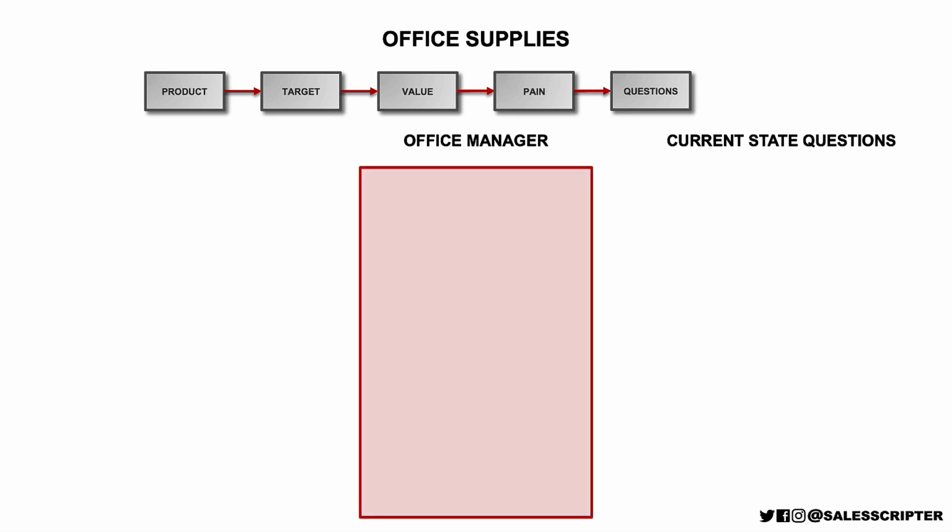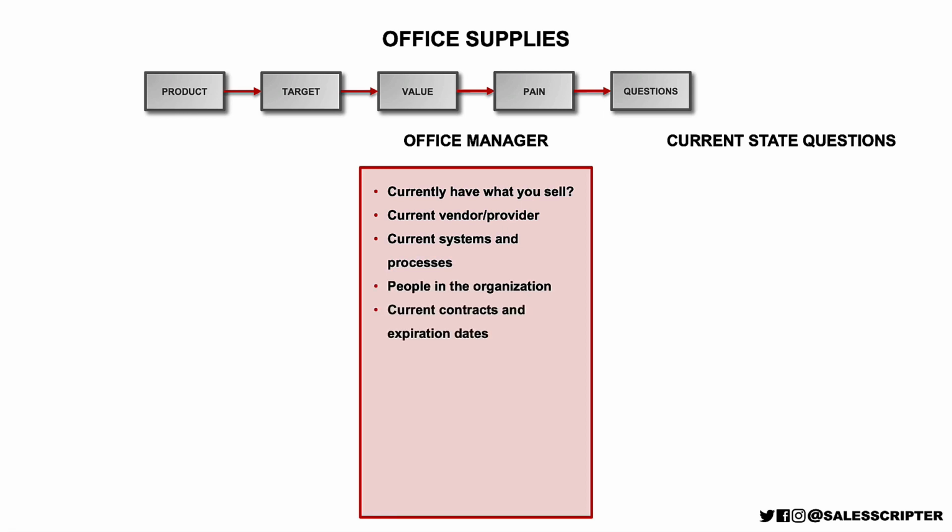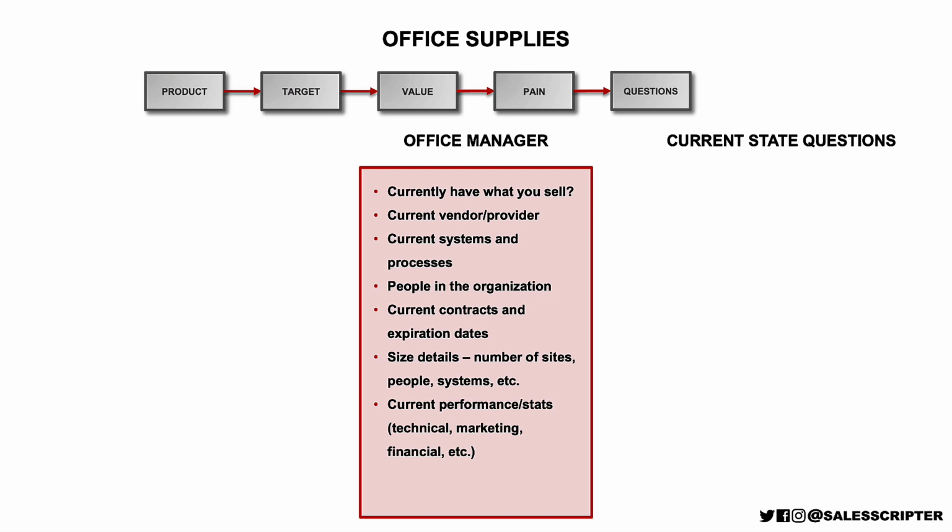So I can't tell you exactly what current state questions you should ask for the product that you sell, but here's some areas to think about maybe composing a current state question. You probably want to ask something to see if the prospect has currently purchased or is purchasing what you sell, who they're working with, maybe any questions around current systems or processes, maybe people in the organization, current contracts or expiration dates. Might ask some size details, number of sites, people, systems. You might want to ask about maybe performance of current systems or some current stats regarding the area where you have something to offer. Maybe the last time they looked at making a change in terms of purchasing what you sell.